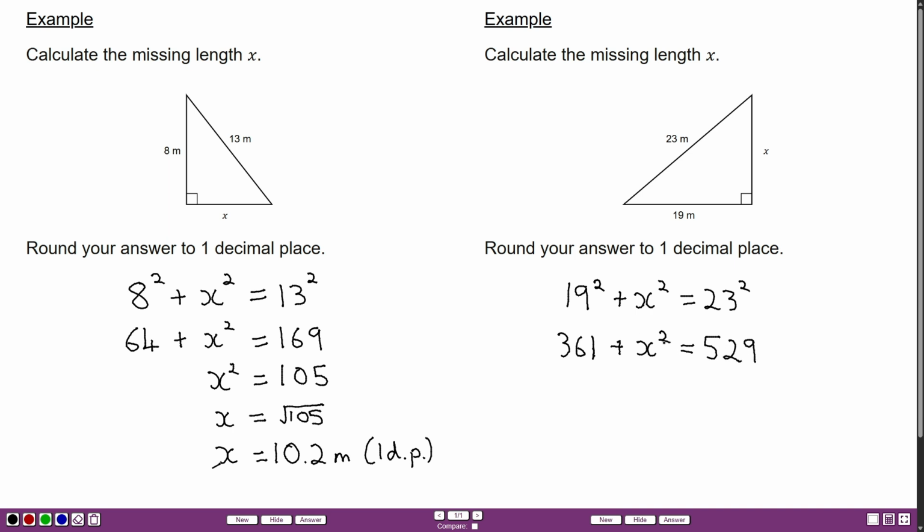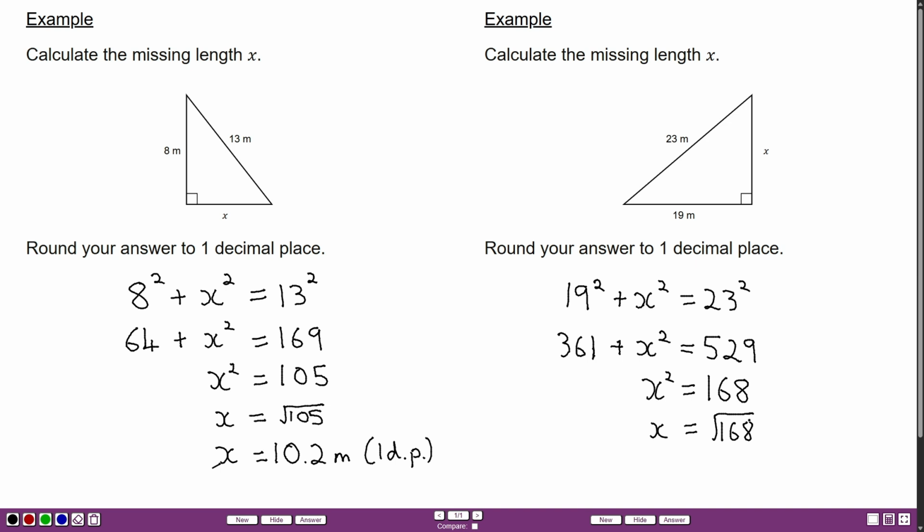Now we need to isolate the x squared. So subtract 361 from 529. That gives us x squared is equal to 168. And then finally we need to square root both sides to work out what that short length is. So the square root of 168, put that into my calculator.